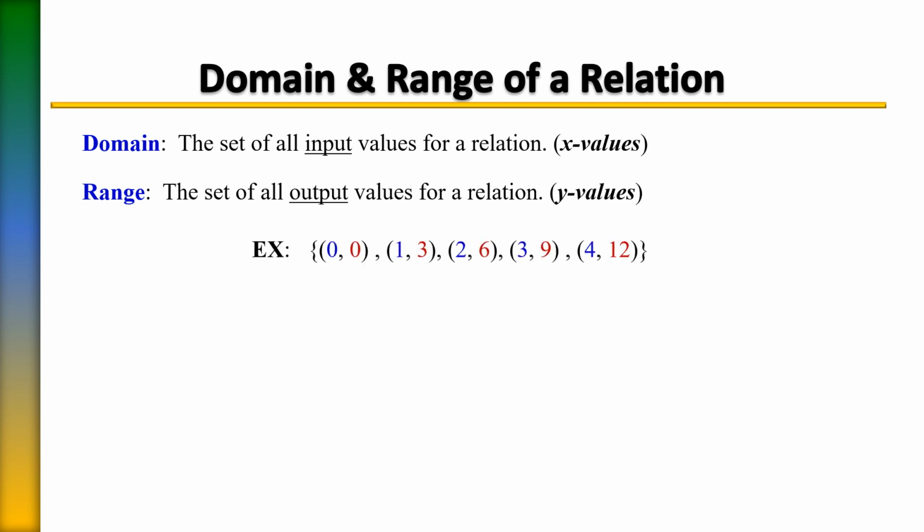In this particular relation here, this set of ordered pairs, what you see there in blue in the x place, the x values, that is your input. So those numbers are 0, 1, 2, 3, and 4. And the numbers that you see in red, the y values, are going to be your output. So my range is 0, 3, 6, 9, and 12.